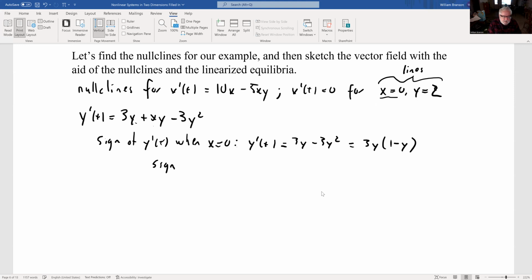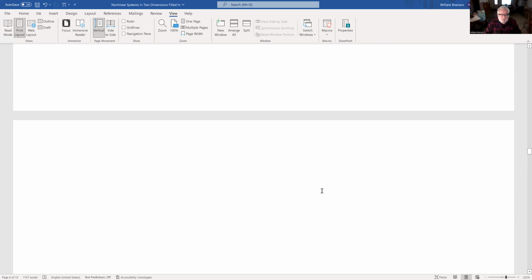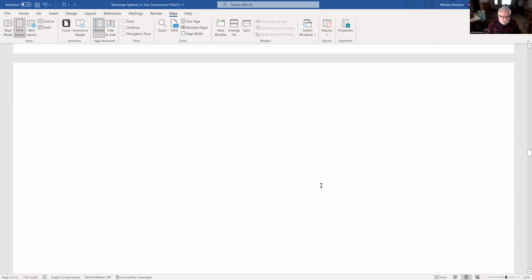But y prime is less than 0 for y less than 0. Y prime is greater than 0 for y between 0 and 1. And y prime is less than 0 for 1 less than y. So x equals 0 is the y-axis.